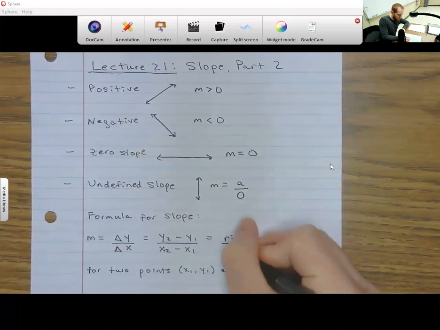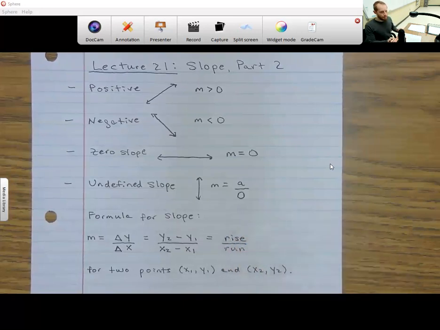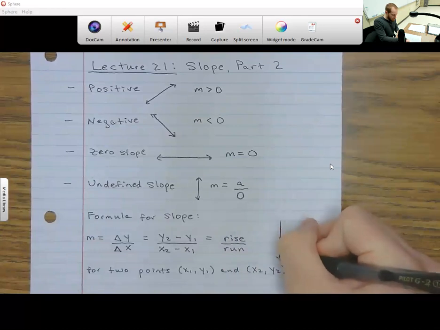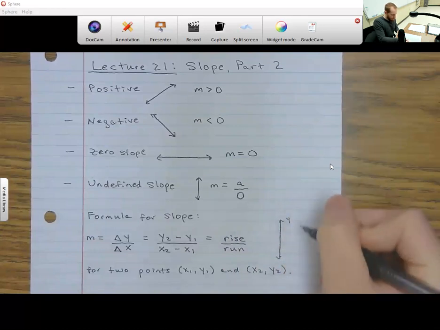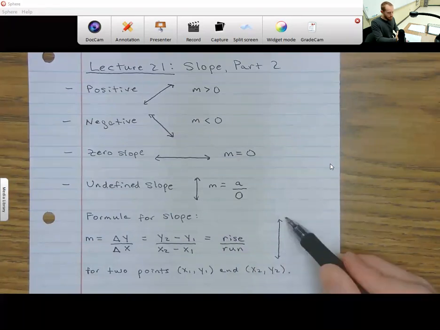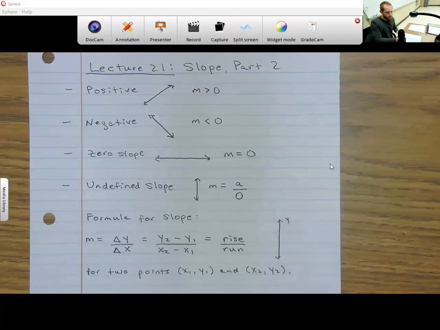Rise over run. So rise is going to be on top. That's the change in y. So when we're dealing with change in y, when you look at the y-axis, that's the vertical axis, right? So your y-axis is going to be running vertically. And when you have a change in y, that means you're either going up, going positive, or you're going down, which means going negative.